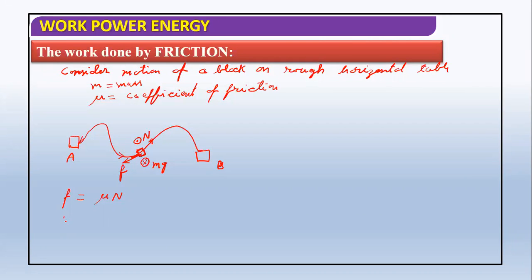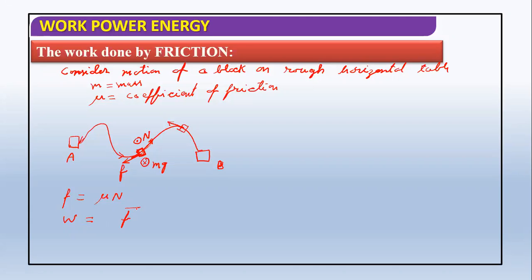Now if you want to write work by friction, is the friction constant or variable? Although the magnitude of friction is constant, its direction is changing. So we cannot consider it as a constant because the direction of friction is changing. At this place the direction is opposite to this point, but here the direction will be like this. The direction is always opposite to the velocity. So the friction direction is changing every moment, so friction is not constant. We can consider it as a variable.